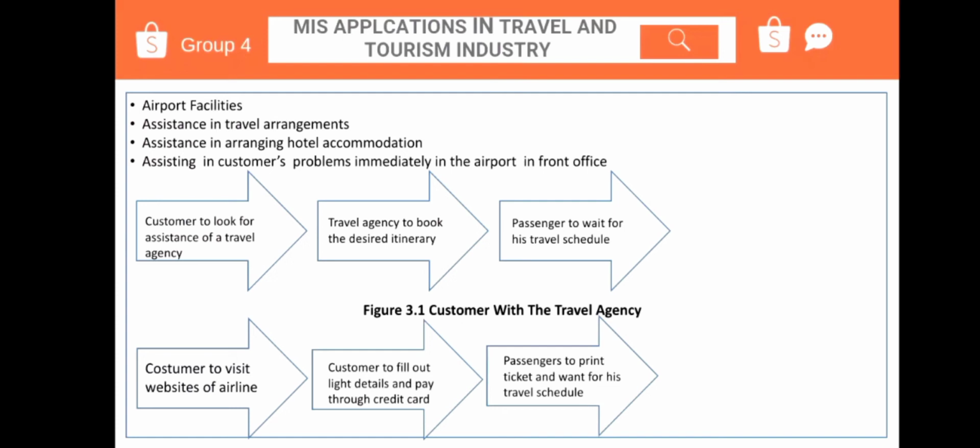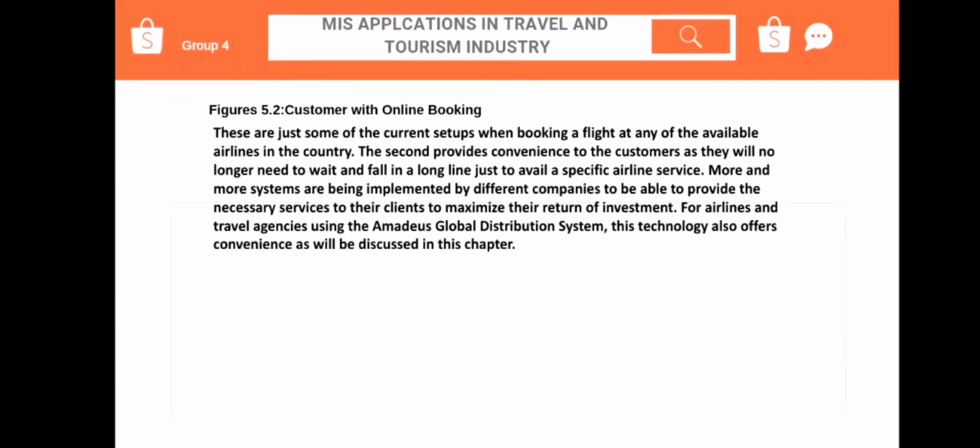Customer to look for assistance of a travel agency. Travel agency to book the desired itinerary. Passenger to wait for his travel schedule. That is the customer with a travel agency. Customer to visit the website of the airline. Customer to fill out flight details and pay through credit card. Passenger to print ticket and wait for his travel schedule. That is the customer with online booking. These are just some of the current setups when booking a flight at any of the available airlines in the country.